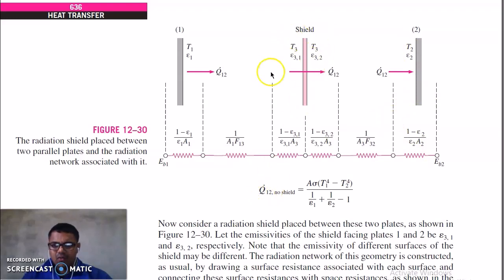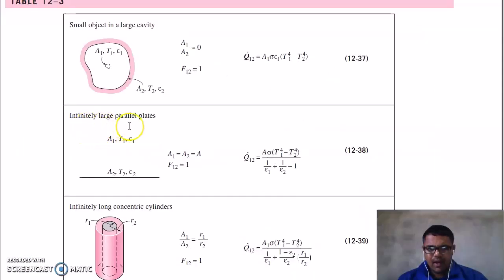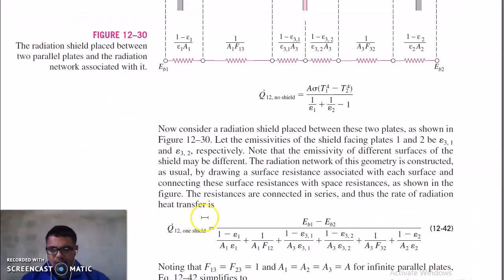Now suppose there is no shield. Then the heat transfer from 1 to 2 is equal to this divided by 1 by ε1 plus 1 by ε2 minus 1. This is for infinitely large parallel plates: if A1, T1 and emissivity are given, this is the heat transfer. We had assumed infinitely large plates.